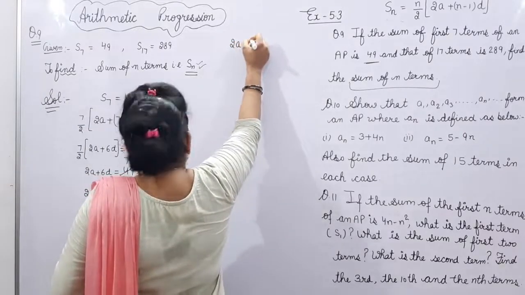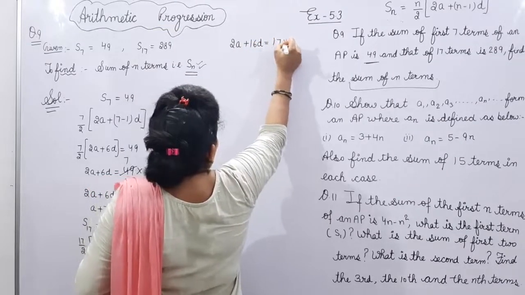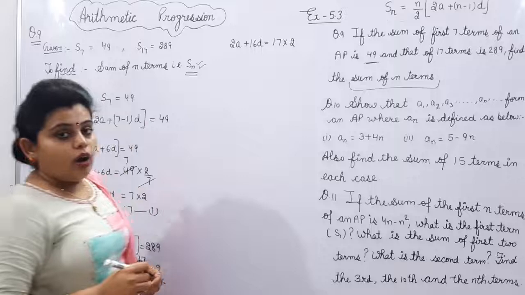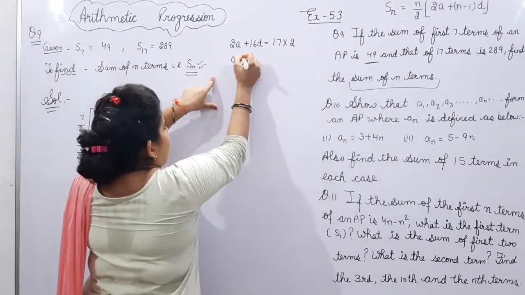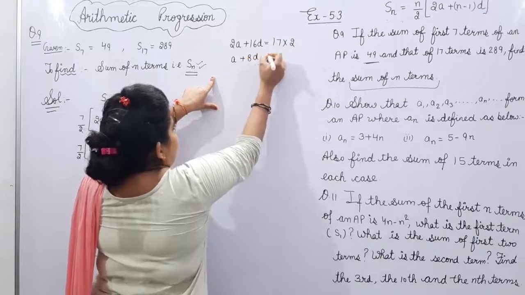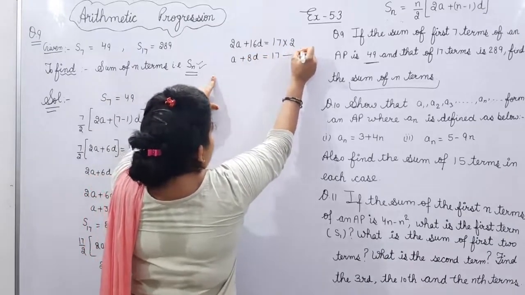From here we will get 2a plus 16d is equal to 17 into 2. Now taking 2 as common, a plus 8d is equal to 17. It is equation number 2.